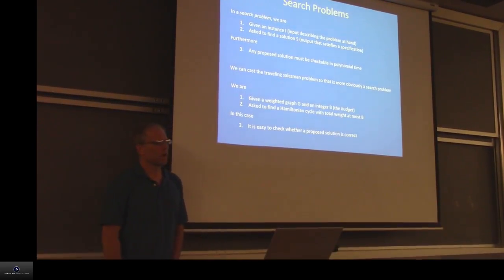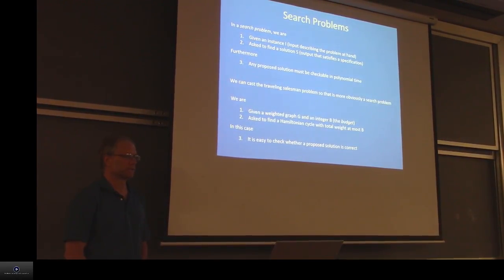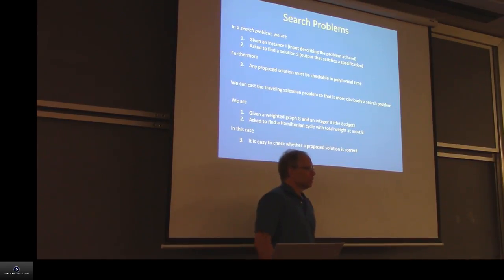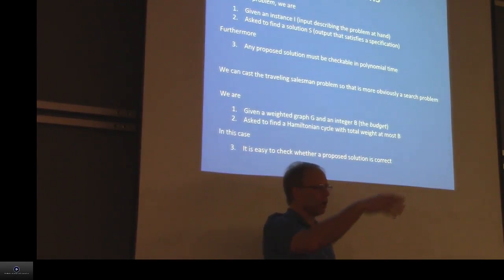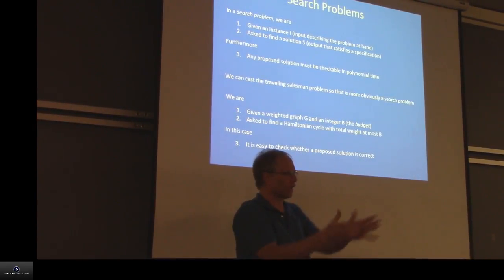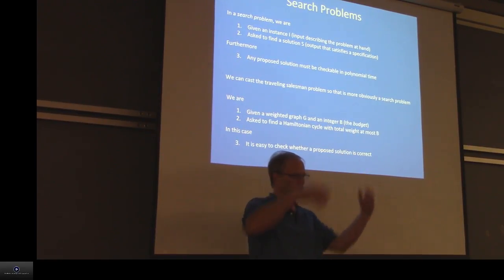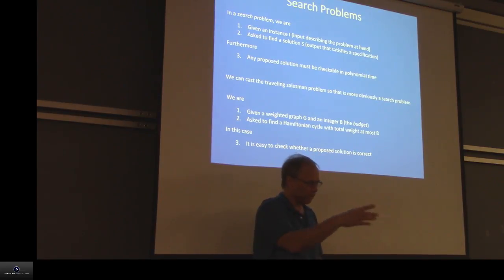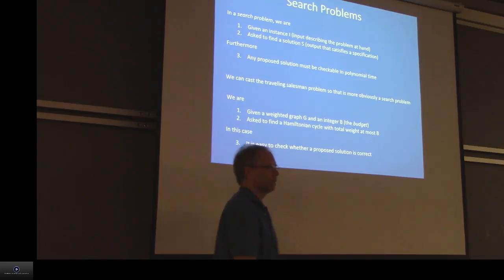Is it easy to check whether or not the proposed solution is correct? Okay. How would you do the checking? Yeah? Check what the budget was. Okay, so the solution would be a Hamiltonian cycle. So you'd have to check, okay, all the edges exist in the graph. The edges actually form a cycle that visits all the vertices. And the total weight of the edges adds up to less than or equal to B. And that's not hard to do.